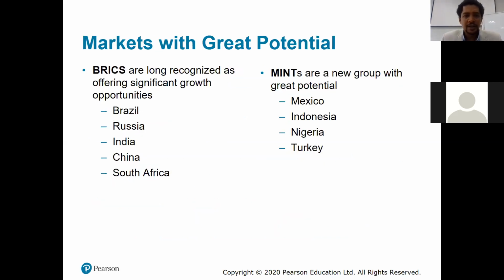Then, markets with great potential. So you have heard of the BRICS, and the other new one with great potential for global marketing is the MINT, which is Mexico, Indonesia, Nigeria, and Turkey. BRICS are long recognized as offering significant growth opportunities for international businesses, because these are developing nations, right? So we have Brazil, Russia, India, China, and South Africa. And these newcomers are also a great potential for market: Mexico, Indonesia, Nigeria, and Turkey.